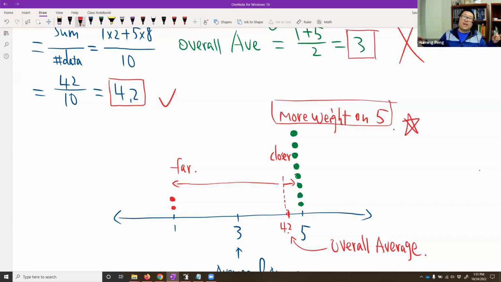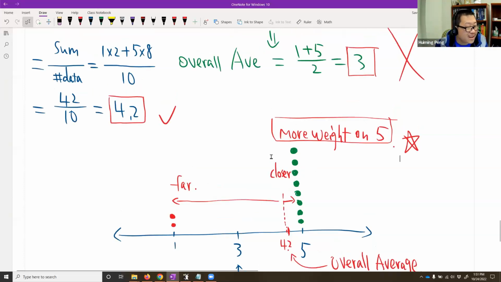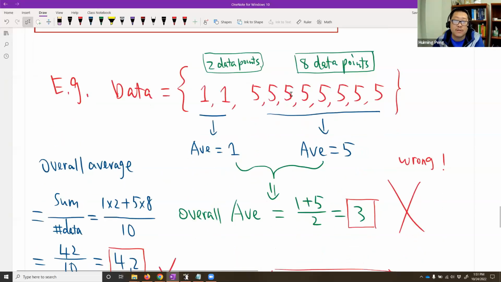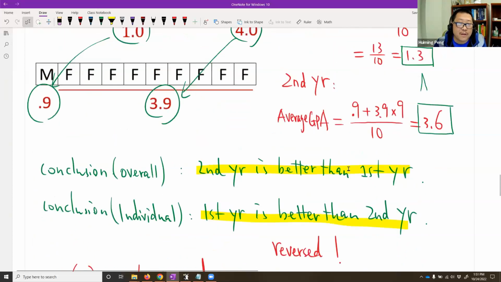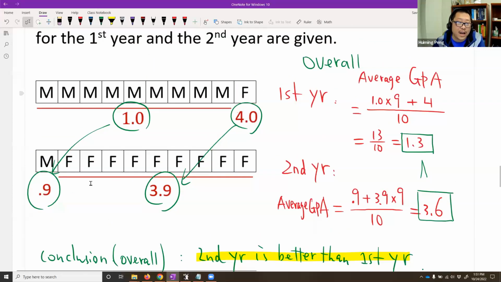So therefore, you can come to this kind of conclusion. If we have 2 types of data, and one has more weight, the overall average will be close to that number. So here it's much closer to 5 because we have more 5s. And here for 1.9, the final average is 4.6. Why 4.6? Because we have a lot of data of 3.9. So finally, the overall average will be close to 3.9.